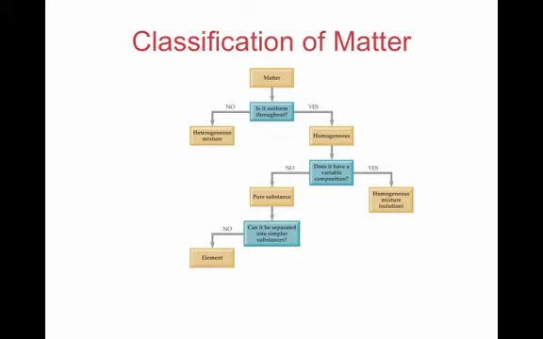Now, what if it can be separated into a simpler substance? Then it must be a compound, meaning that we have several elements bonding together. Compounds are combinations of elements. For example, we have the compound water, H2O. H2O is a combination of the elements hydrogen and oxygen. Compounds usually have different properties than their elements.